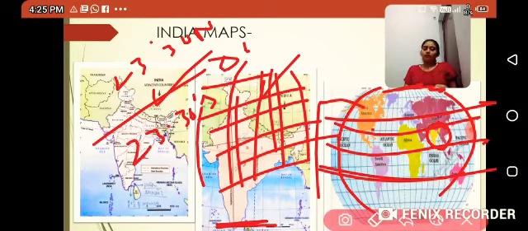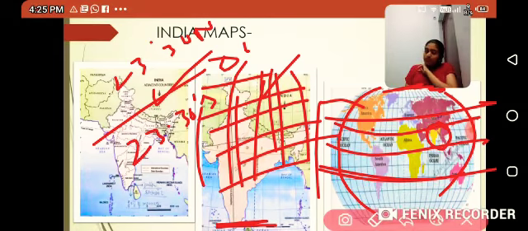Now the Tropic of Cancer, equator, and Tropic of Capricorn are done. Now I'm talking about the 0 degree longitude. So what are these longitudes? I told you these are the vertical imaginary bars, and these bars meet at the poles, at the north and the south poles.